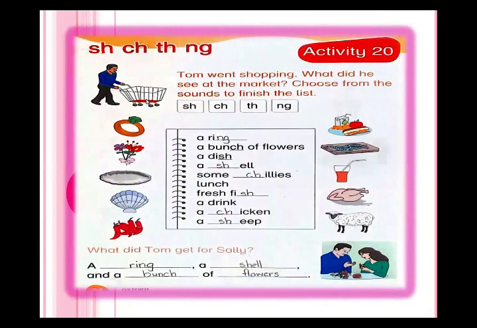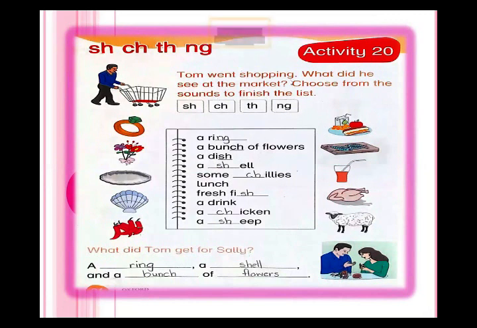Okay, now here are also sounds: sha, cha, tha, ing. Here is a man. A man has a trolley. The man is going for shopping at the market. At the market he saw lots of items. The man's name is Tom.